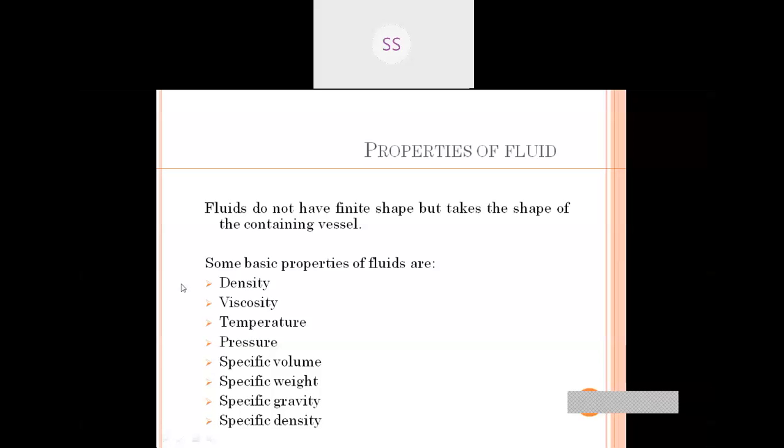Okay, next property is specific gravity. You don't need the specific density; I'll explain up to specific gravity. Specific gravity is the ratio of the specific weight of a given fluid to the specific weight of the standard fluid. Since specific gravity is a ratio, it doesn't have any unit. So, specific gravity is unitless.